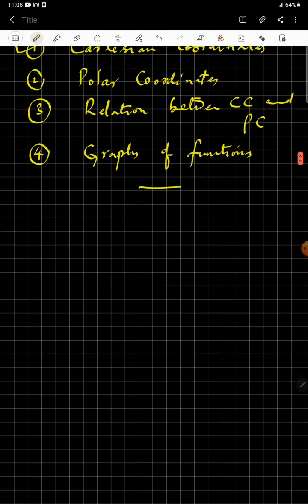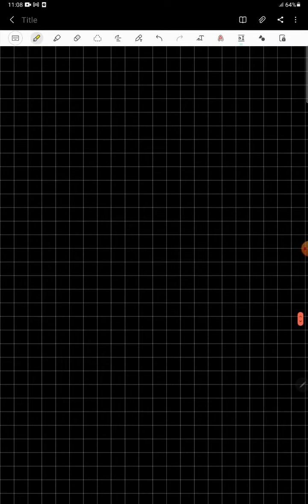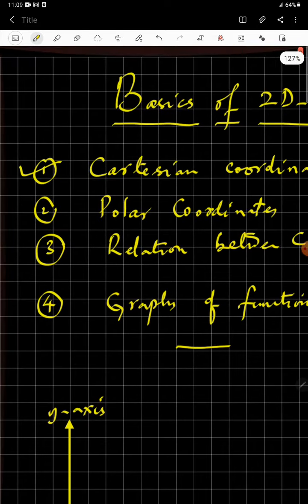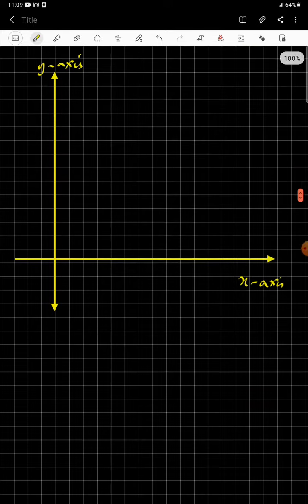First of all, what is meant by this? Let's talk about Cartesian coordinates. As a formality, I would like to start with the very minimum basics. I'll take this as the x-axis and this as the y-axis. We call this the x-axis and y-axis, you all know. So it may look very simple, but I suggest you go through this complete video, because all these things are required to understand the problems of multiple integrals.